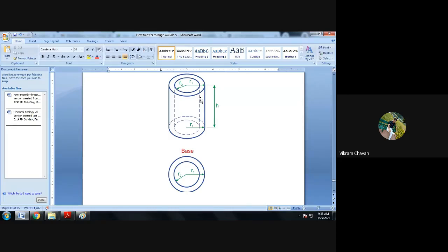From this diagram, we will understand that there are two radii for the cylinder, a hollow cylinder. This is the hollow cylinder, and this is the height of the cylinder. In the front view and top view, we can understand the radius, the circular geometry, or the cross-sectional area of that particular hollow cylinder geometry.